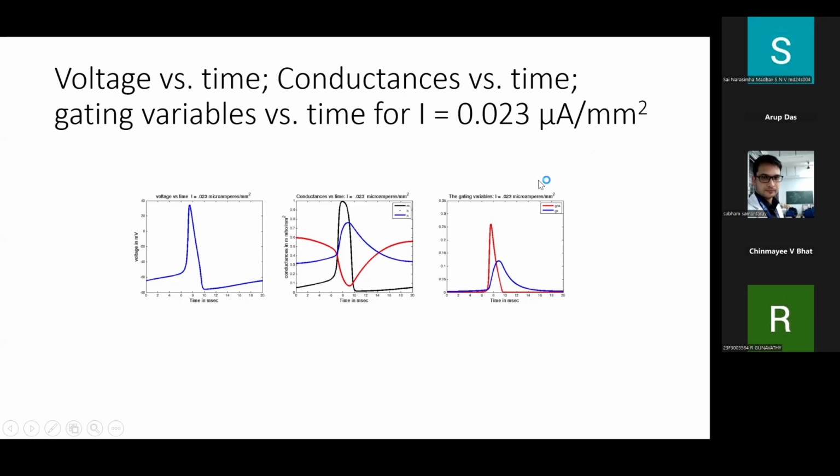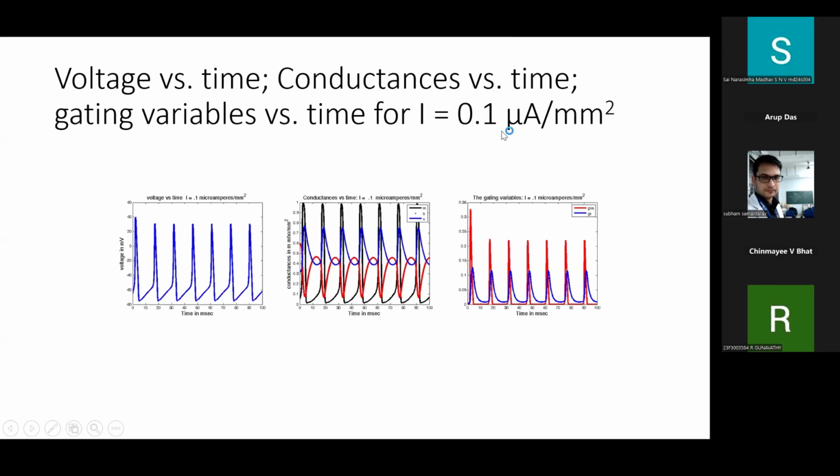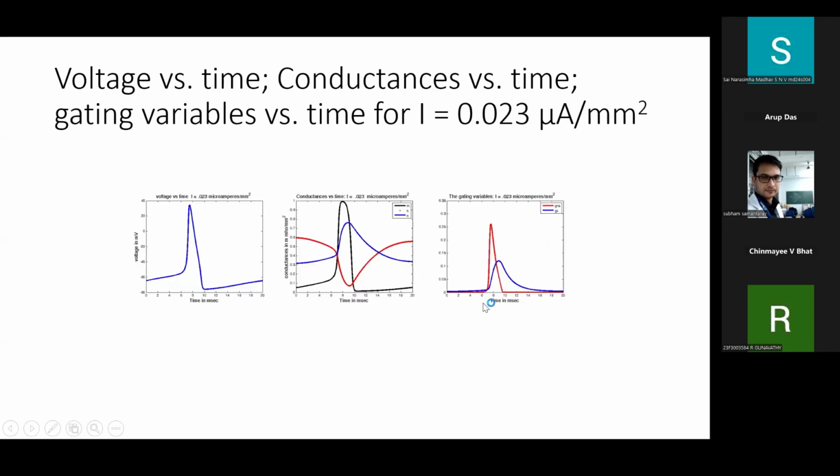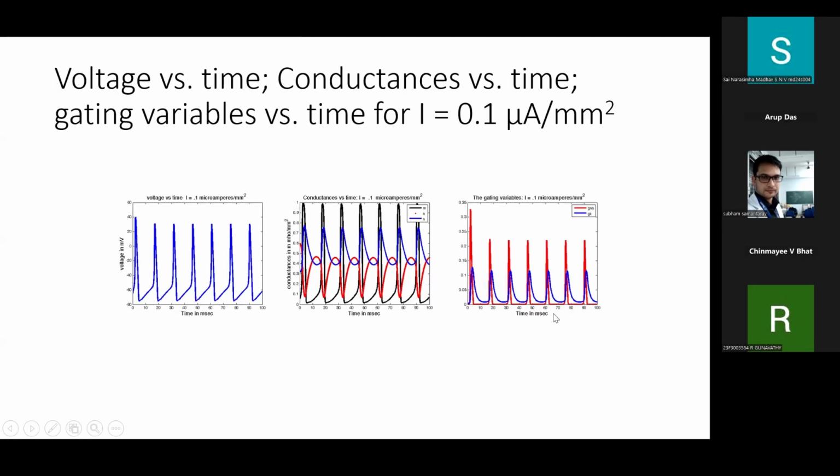But if you increase the current further, some 0.023 to 0.1, now something radically different happens. Instead of a single action potential, it continuously gives a lot of action potentials, just like in a real neuron. This is the continuous firing of action potentials. At the same time, you see the M, H, and N variables also show the same kind of structure. And the sodium and potassium conductances show the same pattern, but now it's repeated because the APs are now continuous.